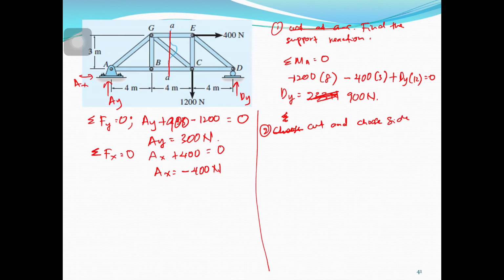So you can draw again like this one. Okay, so you have G, B here, like this. So at this A you have AY, which is 300, and then you have AX this way, 400, right?